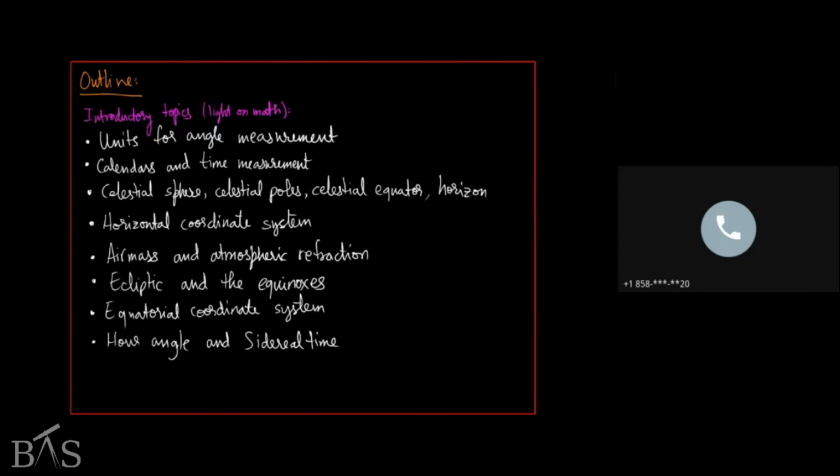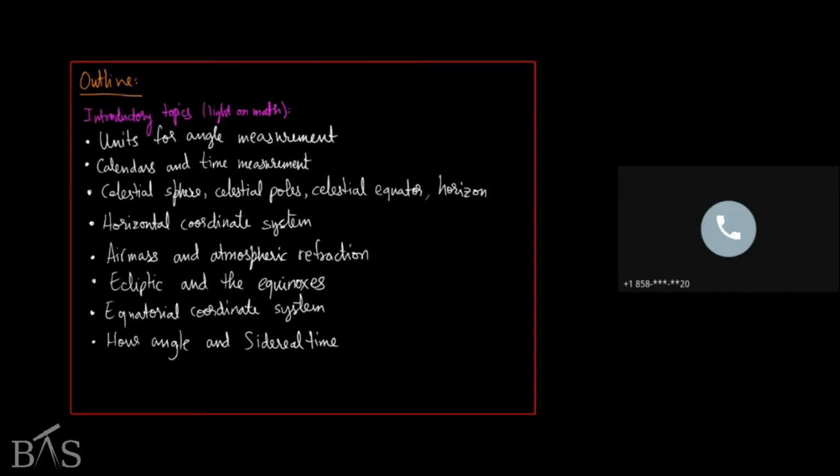So I just want to clarify that terminology that comes from this hemisphere. Let me get started. This is my outline for this talk especially. There are going to be introductory topics which are light on math this time. We are going to cover units for angle measurement in astronomy, the calendar system that we use, and time measurement. We'll talk about the celestial sphere, the celestial poles, celestial equator, horizon, and then we'll get into what's called the horizontal coordinate system. That's also known as altazimuth coordinates, right? You might have heard of it in terms of altazimuth mount for the telescope and so forth. It's a simple coordinate system that is based on the observer's location and what the observer sees.